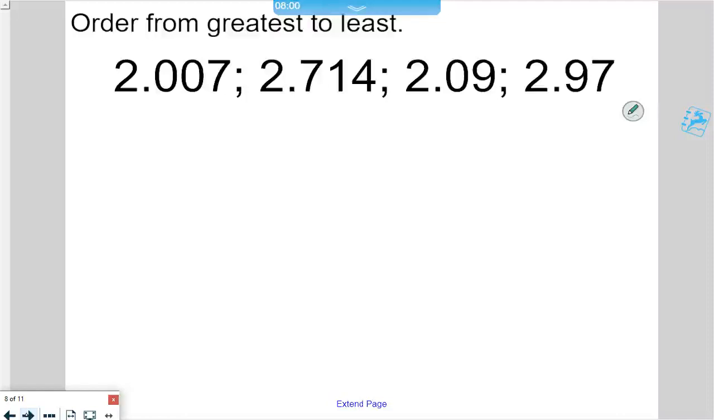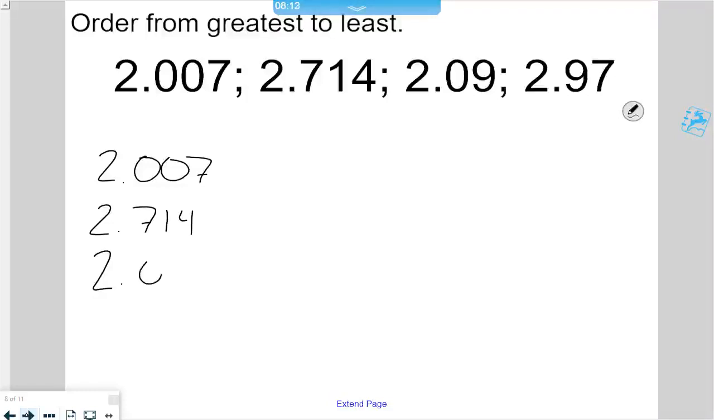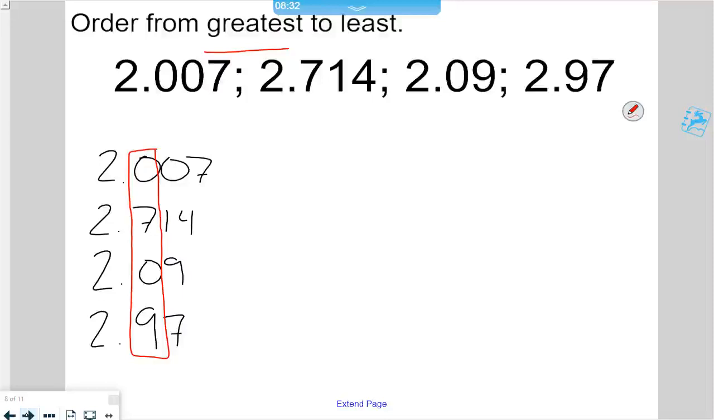Order from least to greatest. I have 2 and 7 thousandths, 2 and 714 thousandths, 2 and 9 hundredths, 2 and 97 hundredths. So I'm going to look. My 2's are all the same, so I'm going to use my tenths. My first one says I'm looking for greatest to least. So greatest is 2 and 97 hundredths.